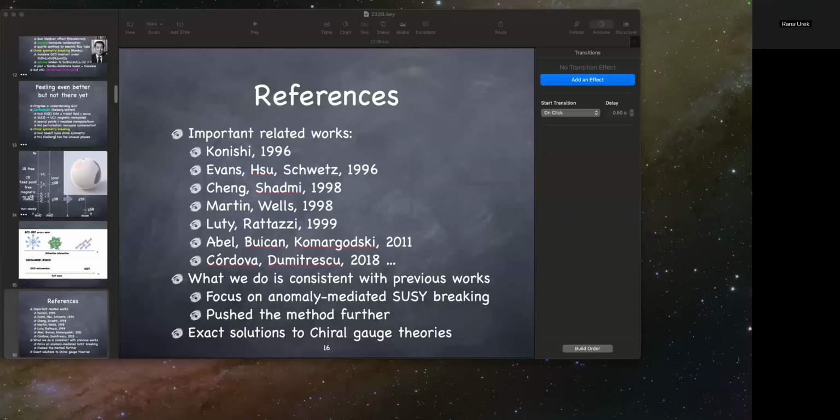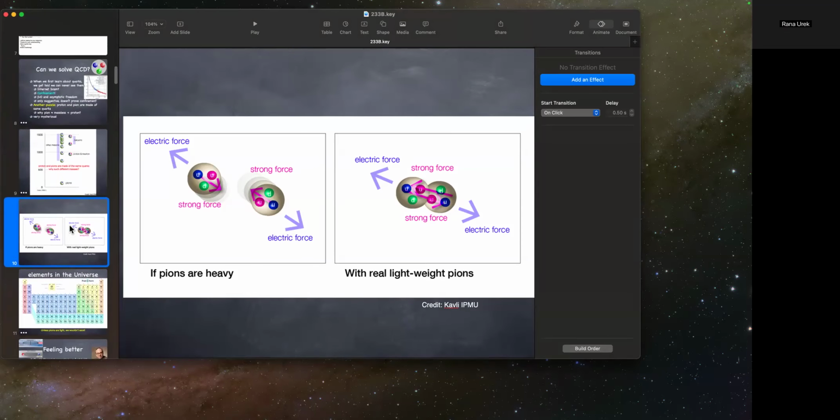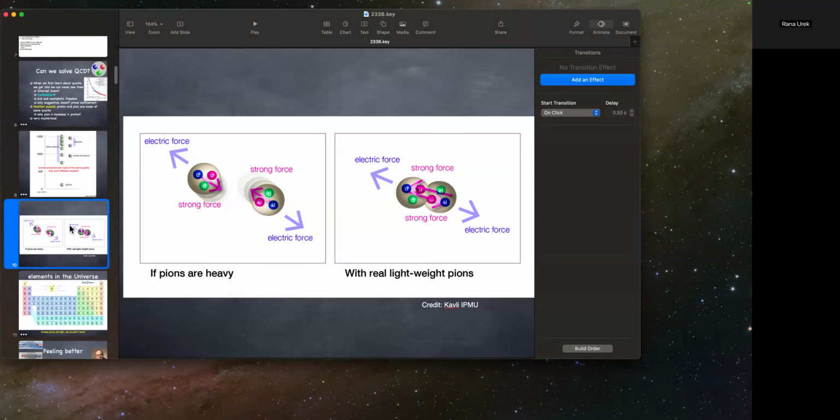Maybe we could go back to the mass of the pion slide. Okay, what are you talking about? This picture here? Yeah, I guess this is the one that would explain the scale. Okay, so does that answer your question? No, actually what I was going to ask was, is it the case that the mass of the pion is related to the range of the strong force?